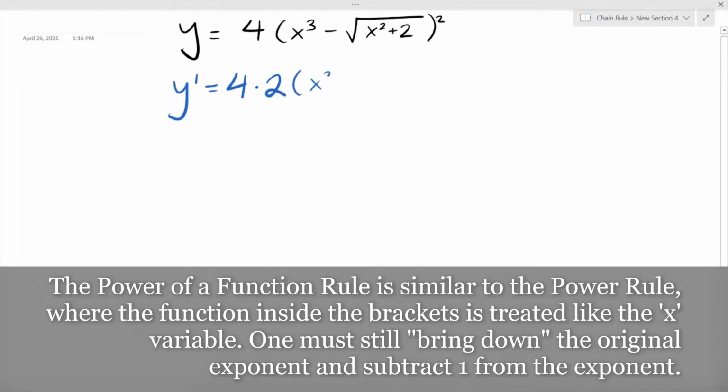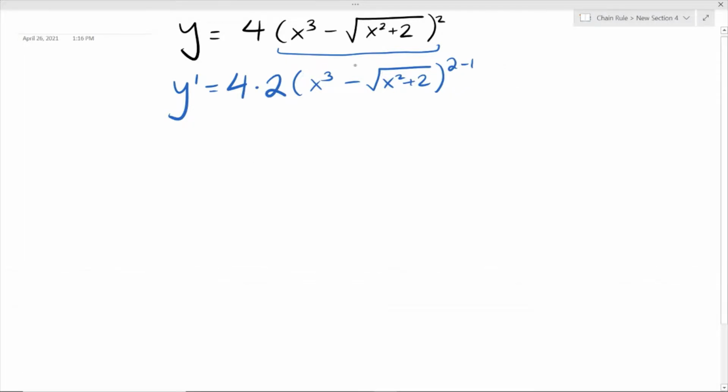And then we have everything inside here. We're just going to copy that. X squared plus 2, right? Everything inside this bracket, copied here. And then this 2, we have to subtract 1, okay? This is called the power of a function rule. So we basically found the derivative of this outside function, okay? As shown here. And then we are going to have to multiply by the derivative of the inside function, which is everything inside the brackets. So it's going to be d over dx, x cubed minus square root of x squared plus 2, okay, using the chain rule.